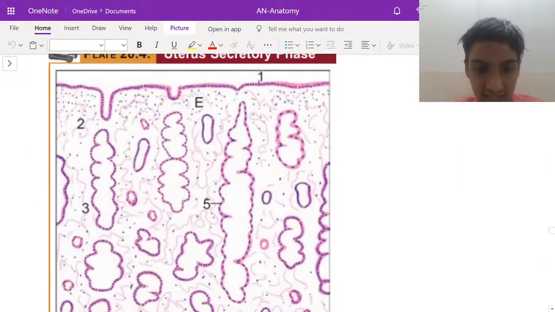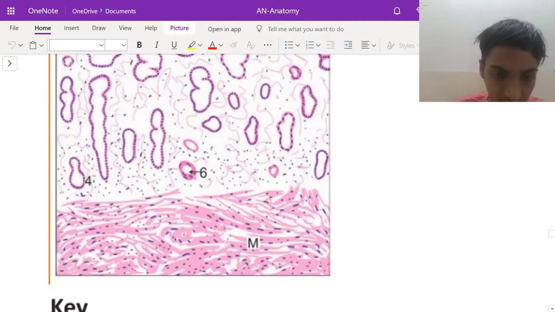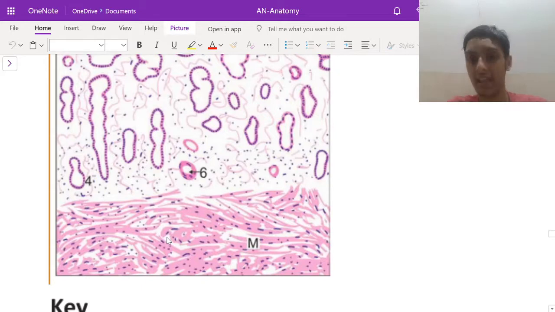Now if we see the secretory phase, we can see the uterine glands here. The uterine glands will be enlarged. Rest of the features are common, like tall columnar epithelium, endometrium, here connective tissue, and we have the blood vessel and the myometrium, fully one muscle layer totally.